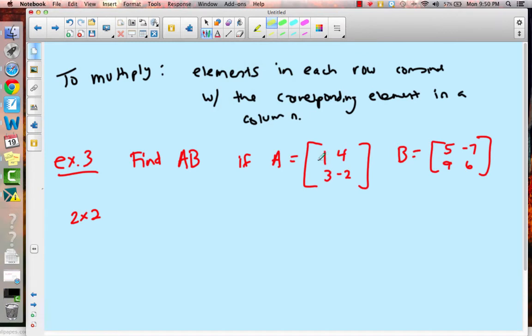So what we're going to do is we're always going to start with the first row of the first matrix. So we're going to start in row 1 of matrix A and column 1 of matrix B. Okay, so notice row, then column.